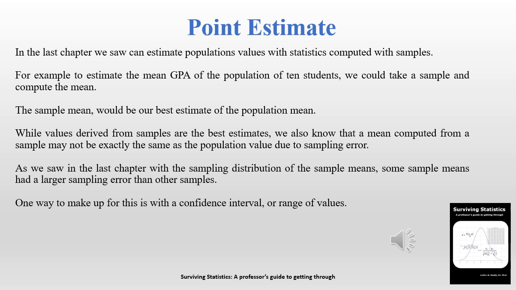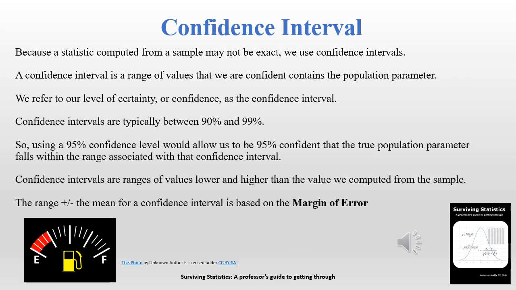Well, one way to make up for that is to use an interval or range of values rather than just a point value or a point estimate. A point estimate is one specific value, as I mentioned, such as a sample mean. Well, we know that that's not necessarily going to represent exactly the true population mean. And so a confidence interval allows us to compute a range of values, a value higher than the sample mean that we computed and also lower than it, with the range within those two.